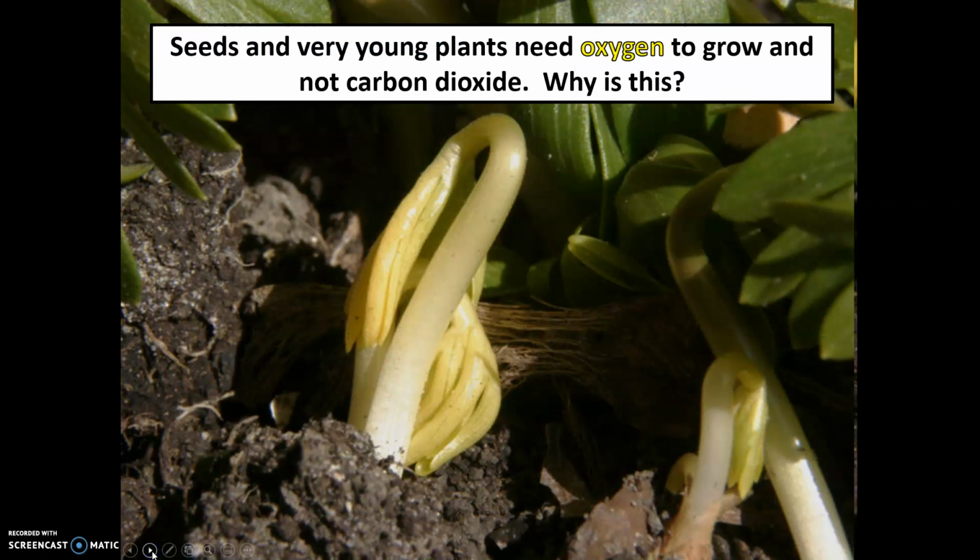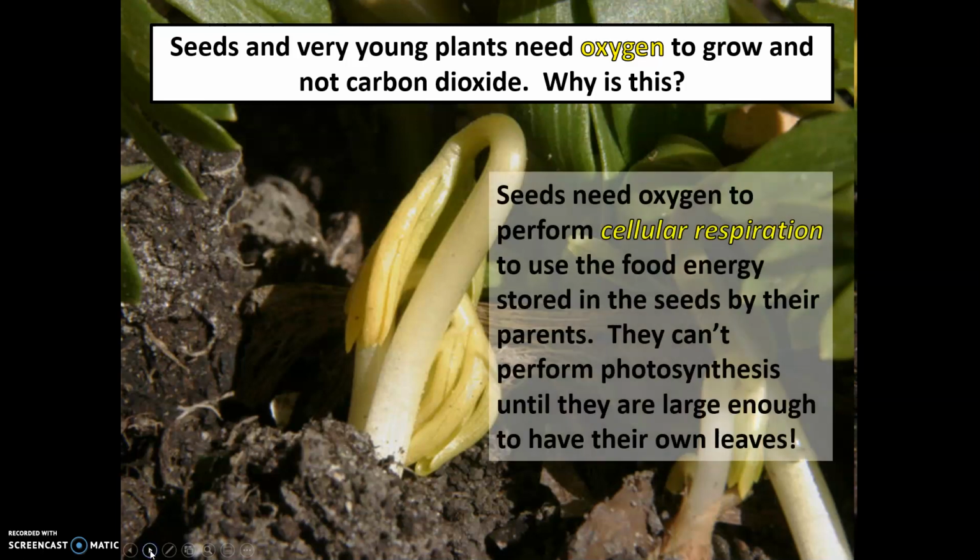Seeds and very young plants need oxygen to grow and not carbon dioxide. Why is this? And that's because seeds need oxygen to perform cellular respiration, so to use the food energy stored in the seeds by their parents. They cannot perform photosynthesis until they're large enough to have their own leaves.